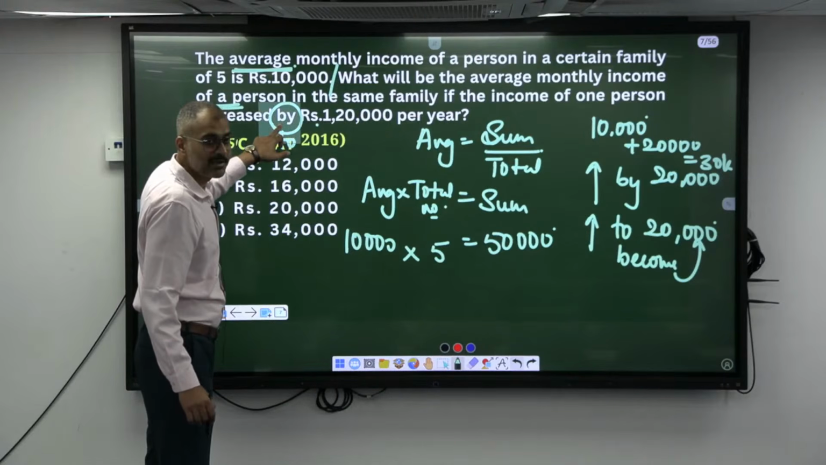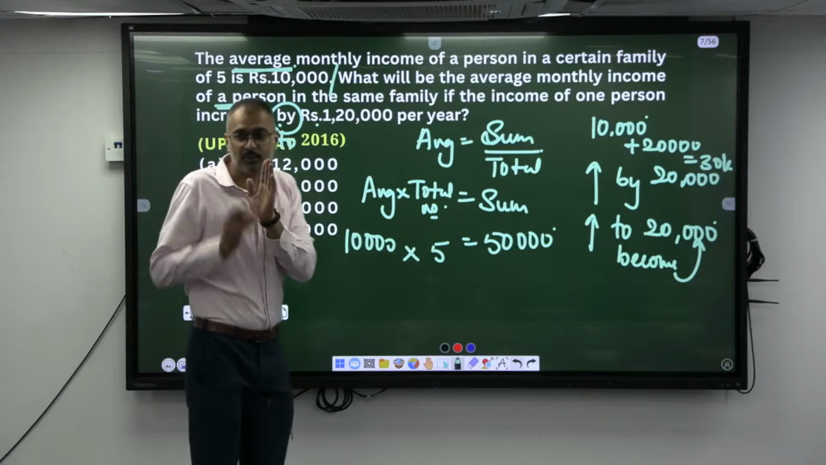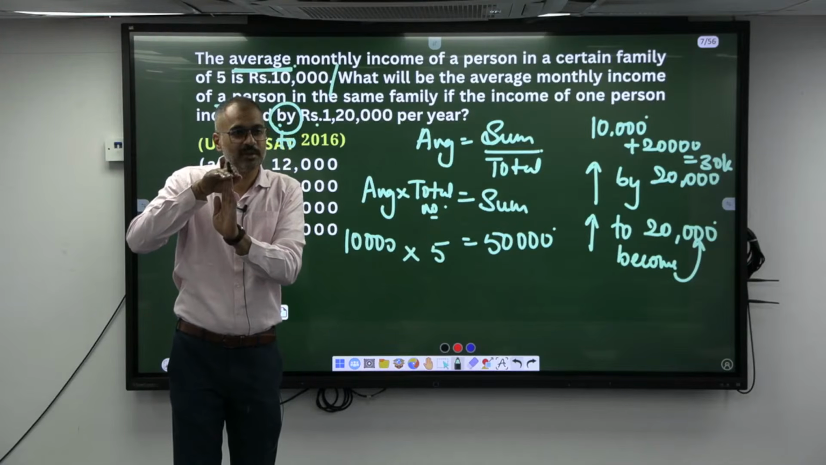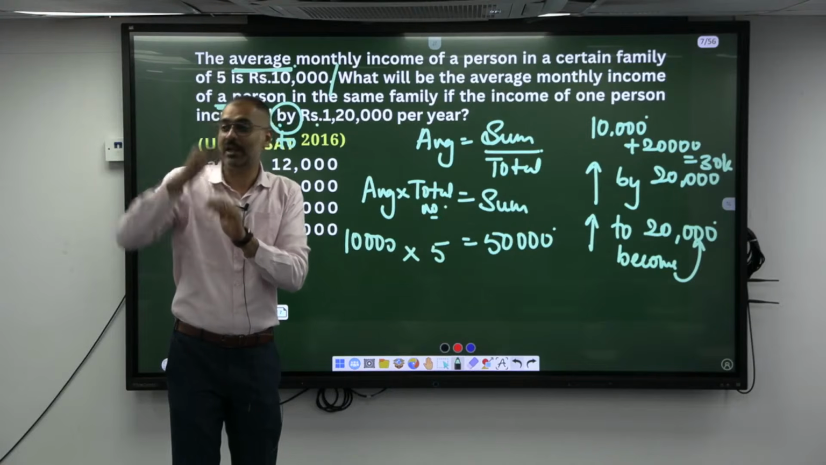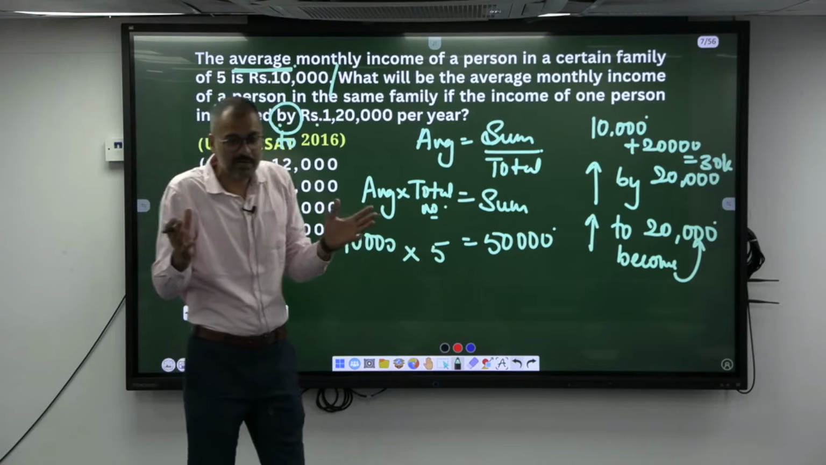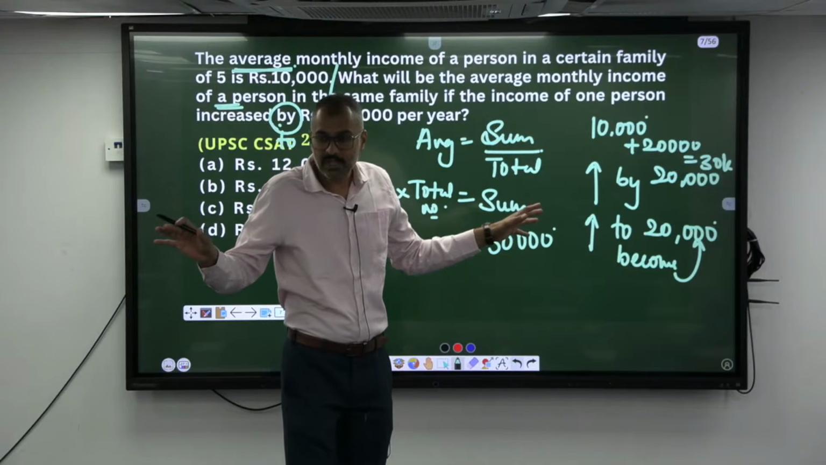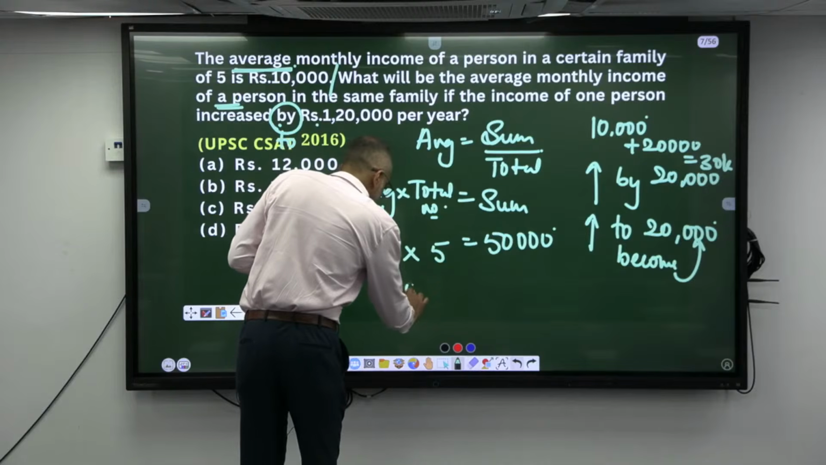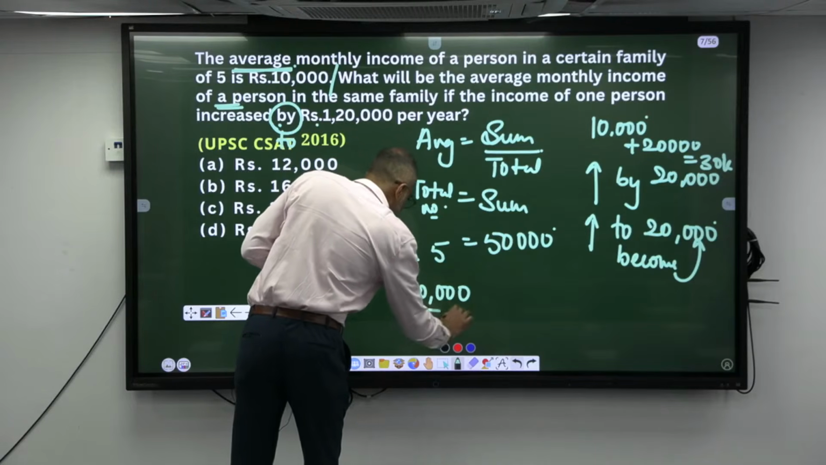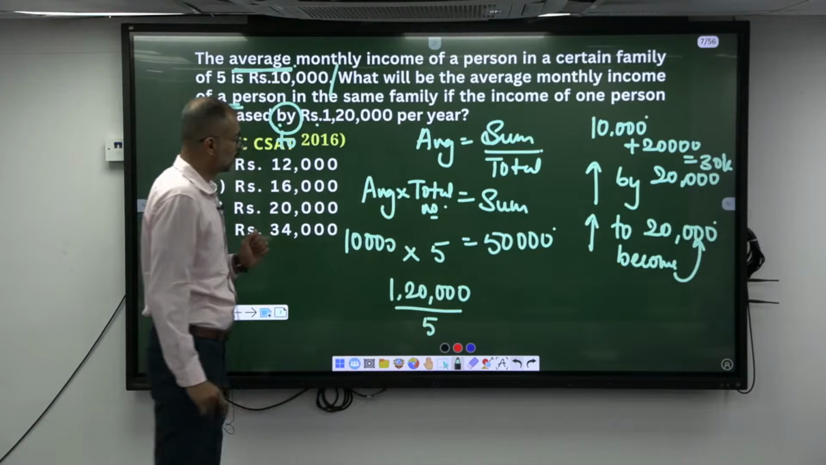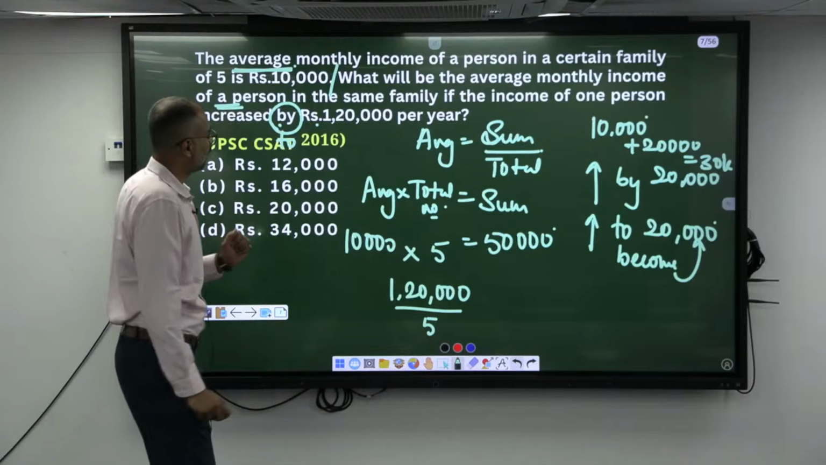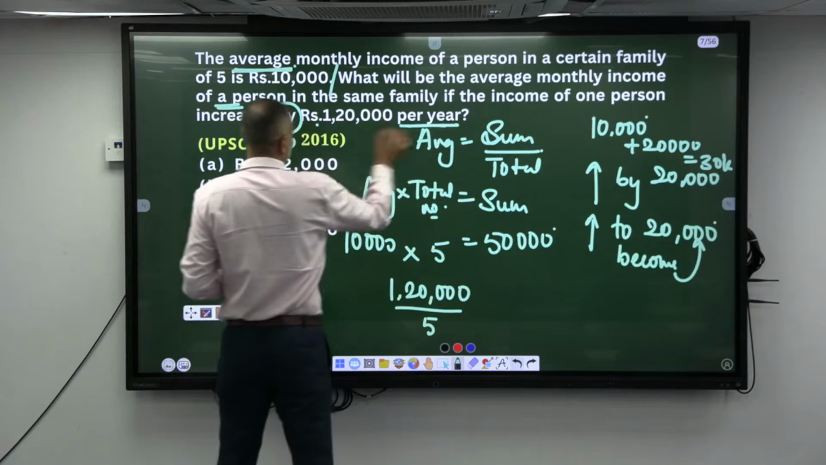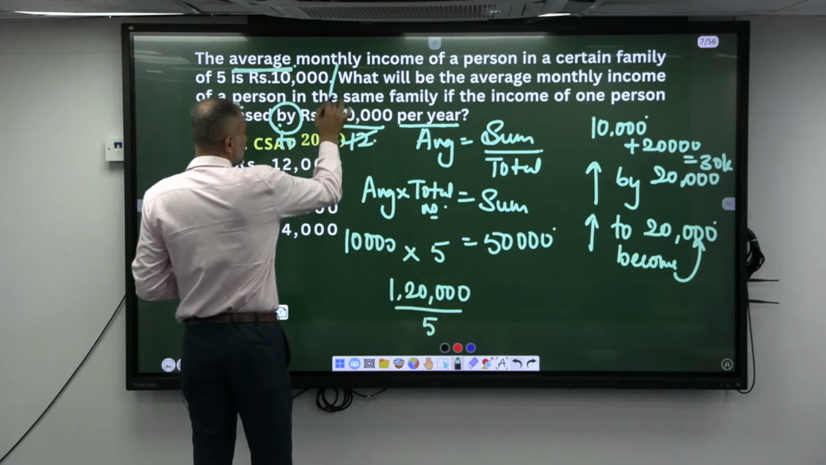Increased by 1,20,000. So one of them got more salary. Average was 10,000. Compared to this 10,000, he is getting 1,20,000 more. So whatever extra you are getting, it has to get distributed among everybody. Everybody means how many? 5 people. If I divide 1,20,000 among 5 people, per year, oh my mistake.